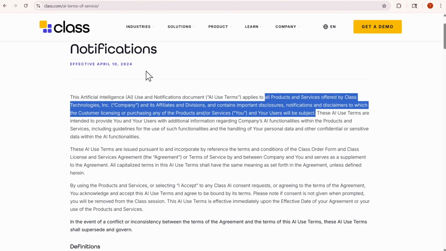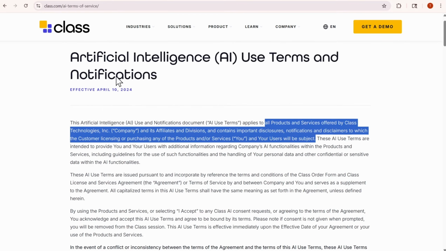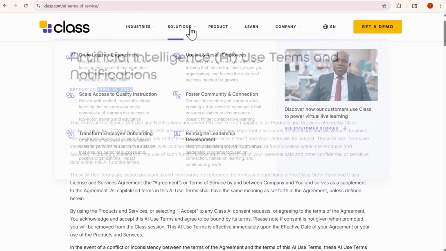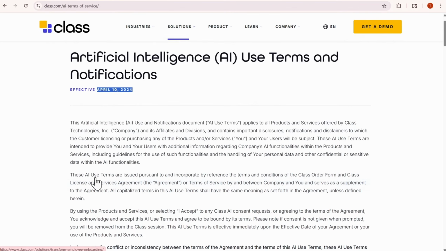The other note that I wanted to make quickly is the fact that these use terms and notifications are effective April 10, 2024. Now we're in 2026 now, so essentially this is almost 2 years old. Now let me tell you a couple of reasons why I personally would find this to be a bit concerning. One, has the solutions being offered by Class changed since this time, right? The second answer is, where are the products and services being offered? Because the laws may have changed in those geographies since April 10, 2024.